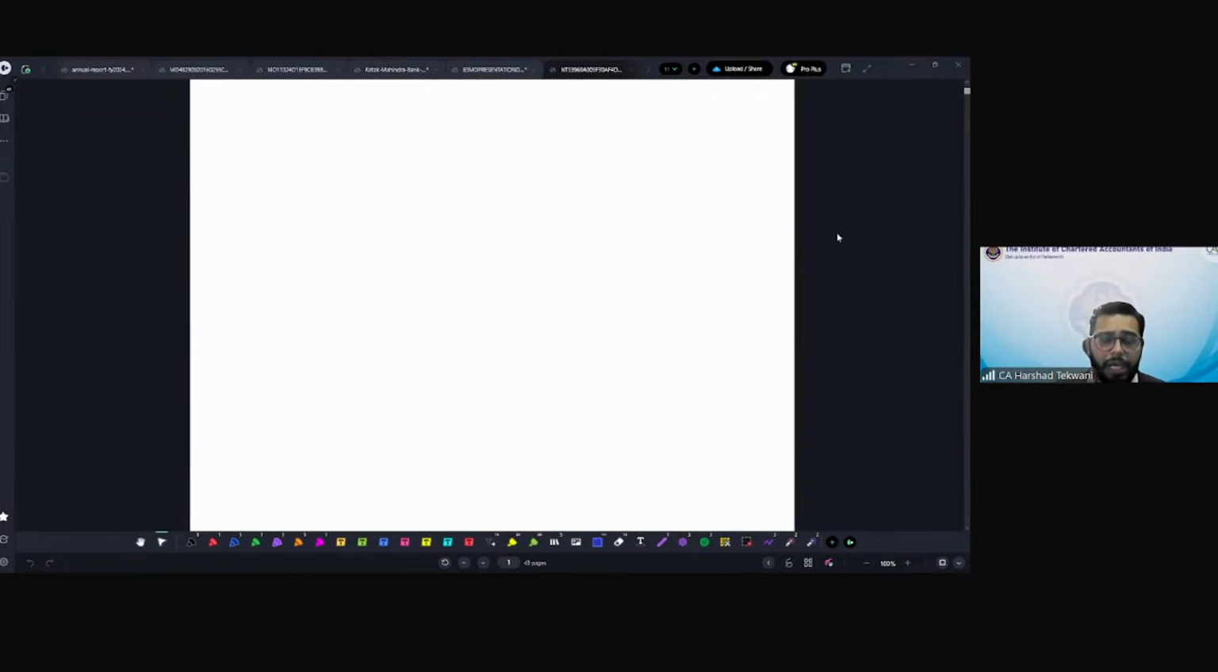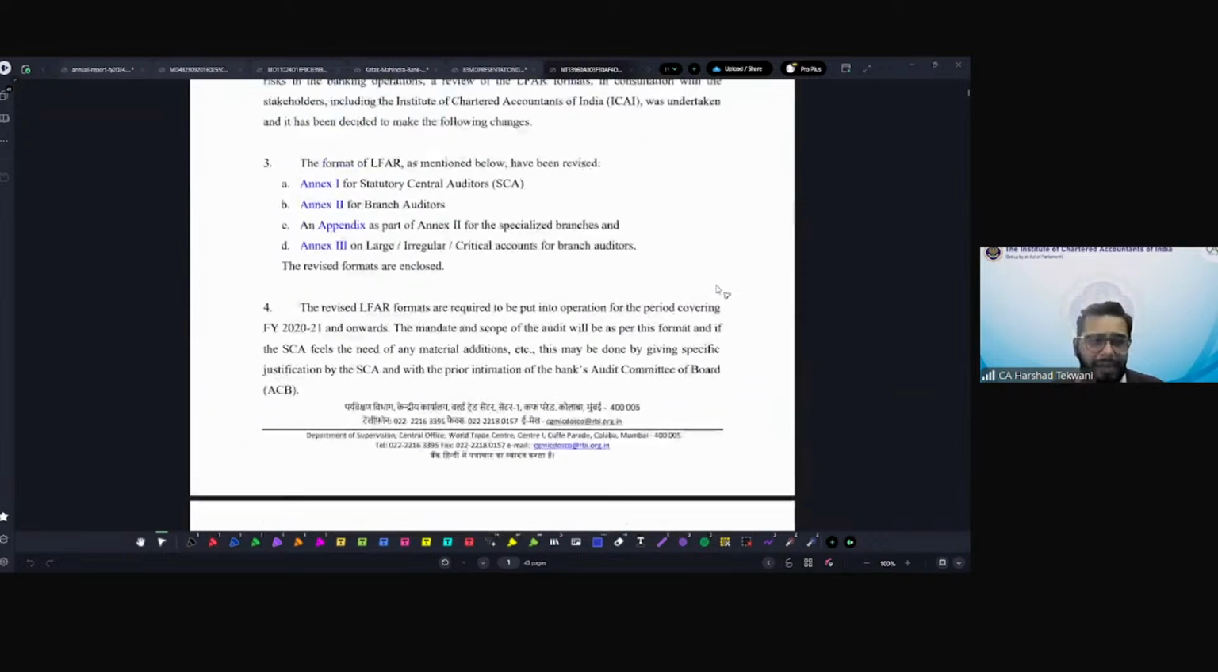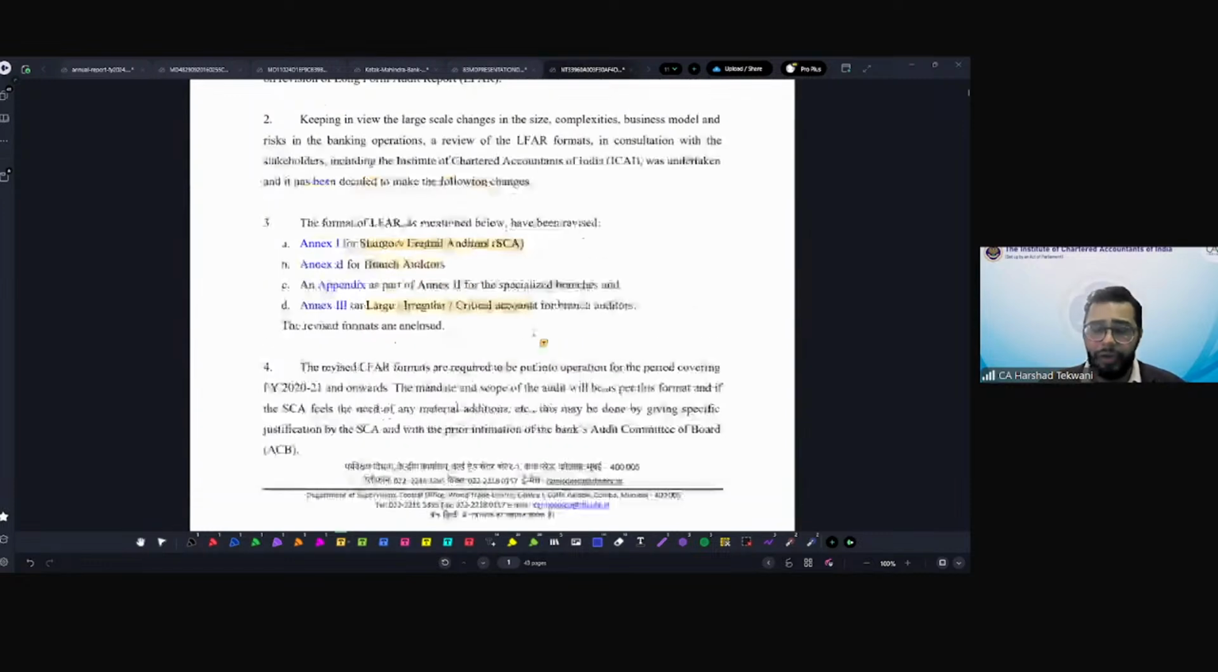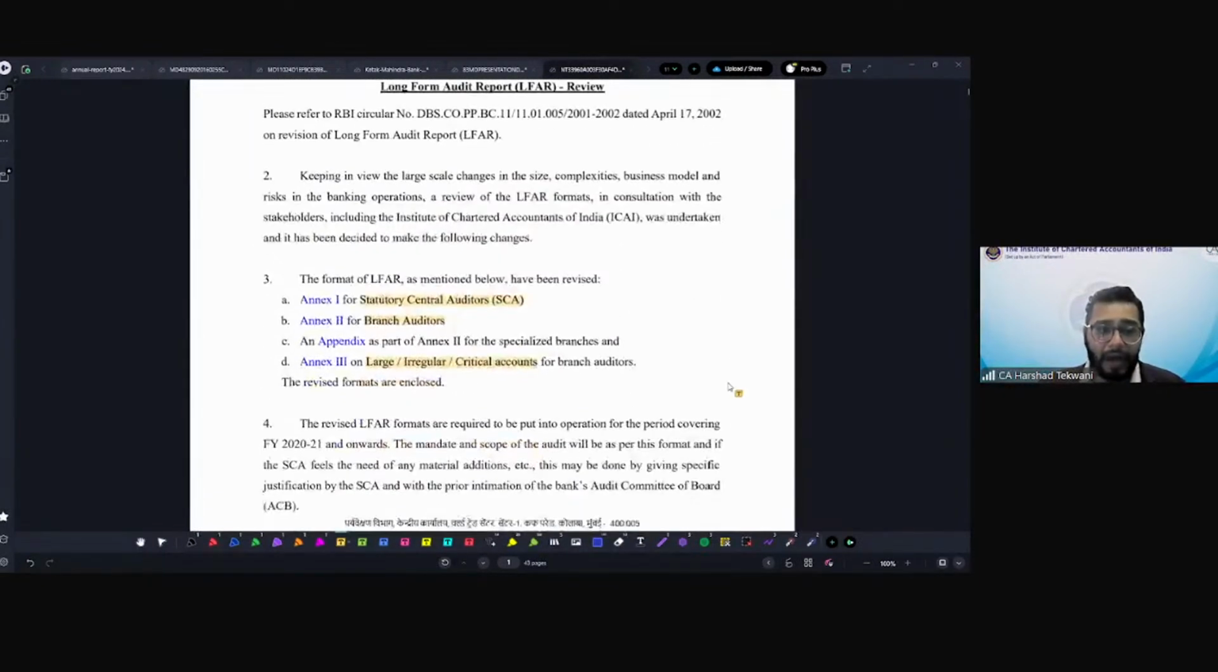This particularly is divided into three sections. You can say one is applicable to statutory central auditors, who are known as SCA. Okay. Then it comes to the branch auditors, and then it comes to the reporting on the large, irregular, and critical accounts for the branch auditors. This is how the long form audit report looks, and this is how things are reported in that. You have seen how much detail is required to be reported under this.